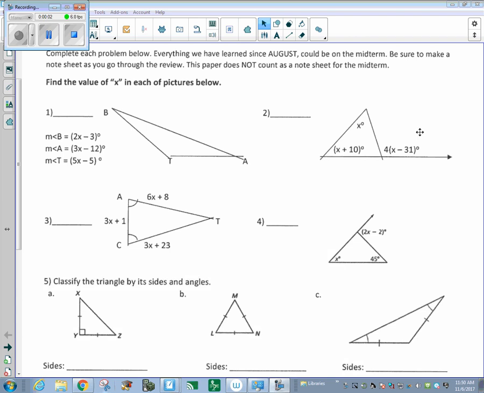Hello everybody, we're going to talk about the review today and just go over it. This video is going to cover the first page, the first 7 problems of the review. So in the first problem they're asking us to find the value of x.